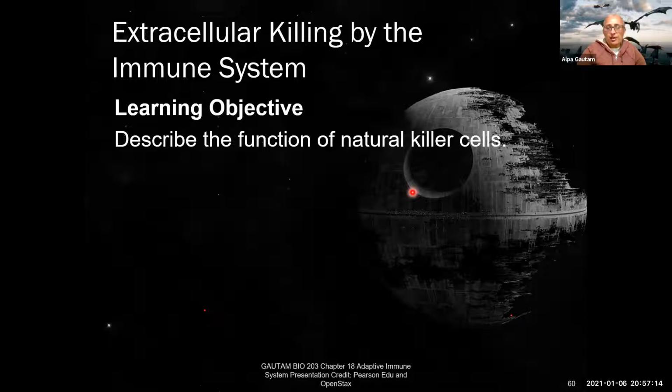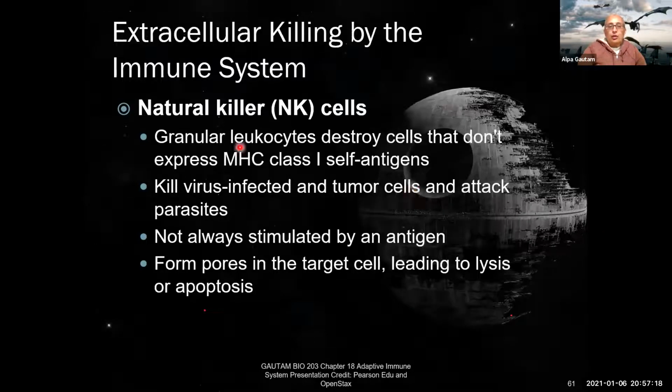Now we talk about cells that are called natural killer cells. Natural killer cells are granular leukocytes. These cells can destroy cells without the necessity of binding to an MHC class 1 like the TC cells have to. They can kill viral infected cells and also tumor cells, and they can also attack parasites.